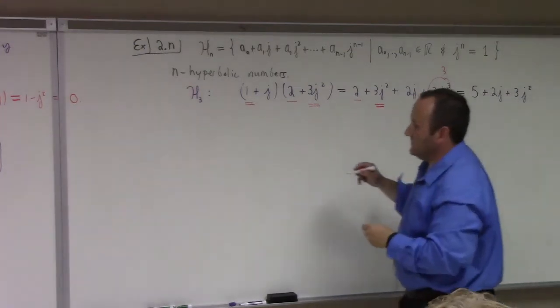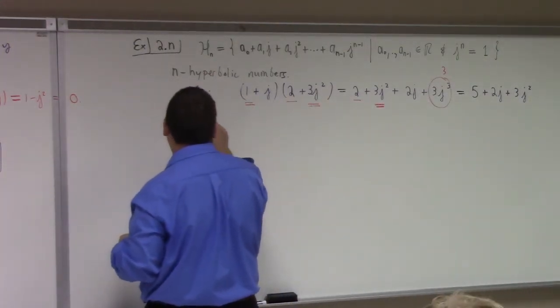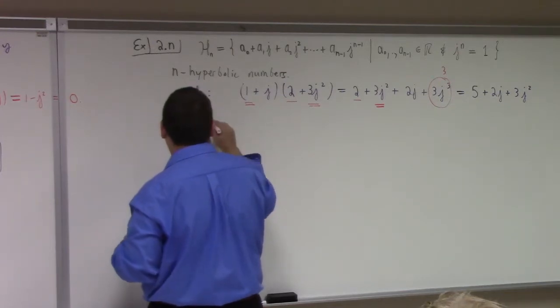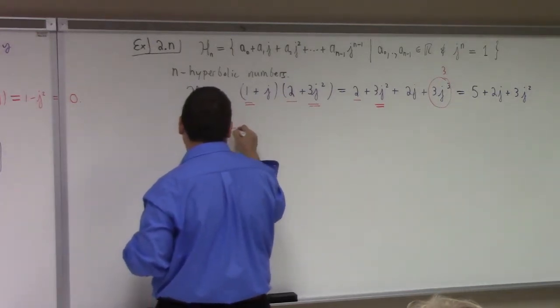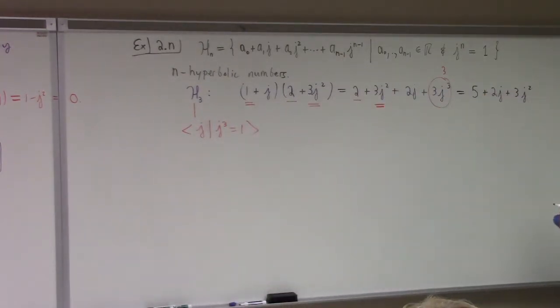That's the main thing. Some people would even denote it this way. They'd say this is generated by j such that j cubed is equal to 1. That would be a short description of what's going on. Thank you.